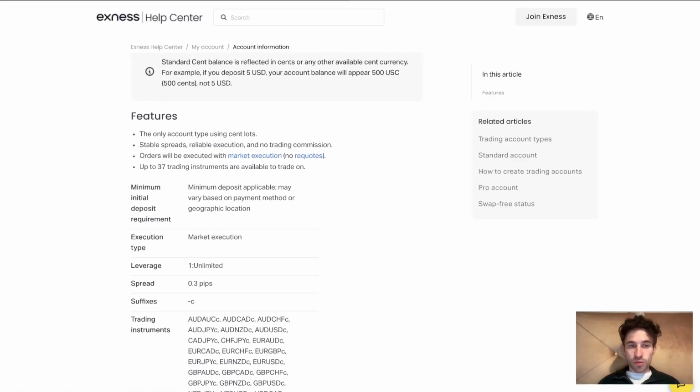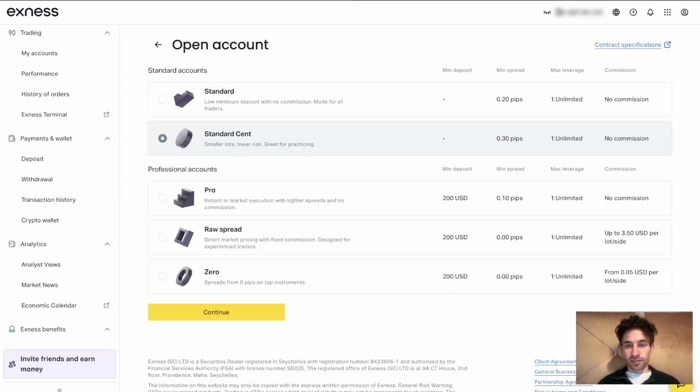So essentially what you can do with an account like this is it does have a slightly larger spread, but it's going to allow you to trade with smaller position sizes. It's going to allow you to risk less capital. I wouldn't recommend trading with a cent account if you're actually trying to make money.